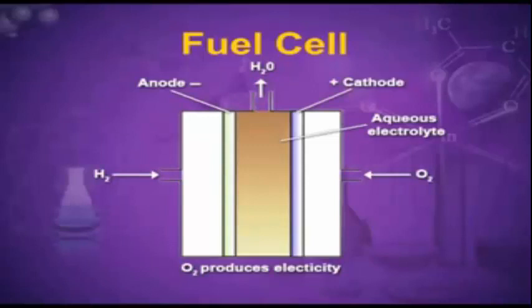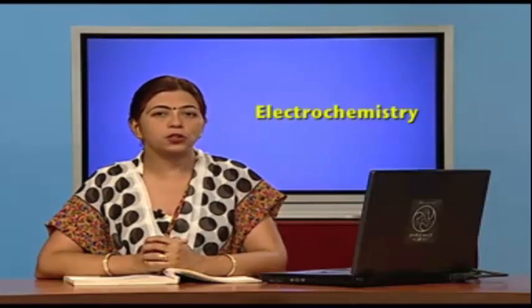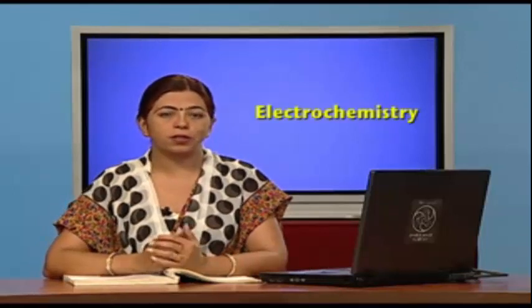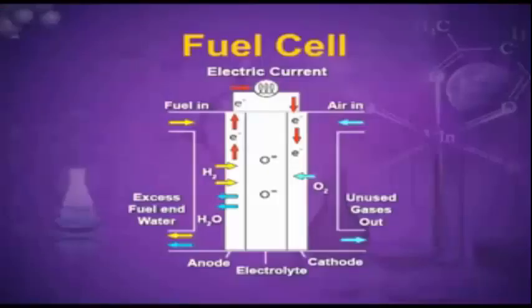From the diagram you can see that from one side hydrogen is bubbled constantly and from the other side oxygen gas is bubbled. The electrodes are made up of porous carbon and the electrolyte is sodium hydroxide. The construction you can see. This is another diagram of the fuel cell which shows the working and the combination of hydrogen and oxygen. The byproduct is water.